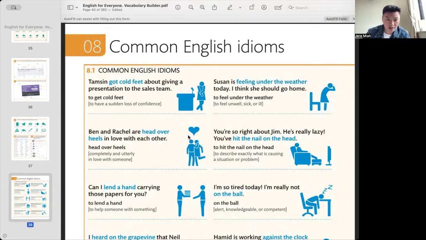Okay, can I lend a hand carrying those papers for you? Okay, so to lend a hand, to help someone. Exactly. To lend a hand means to help someone. You're doing great with these idioms.